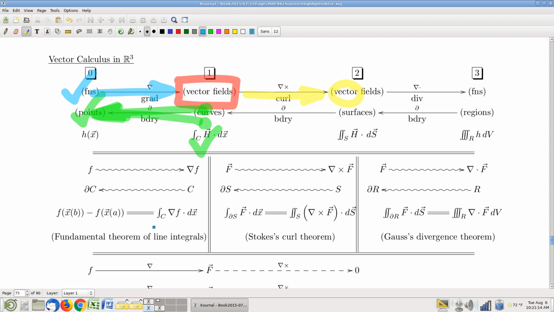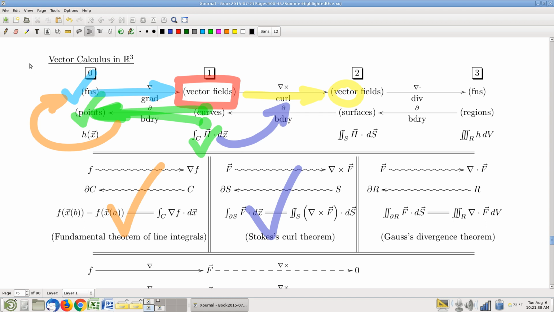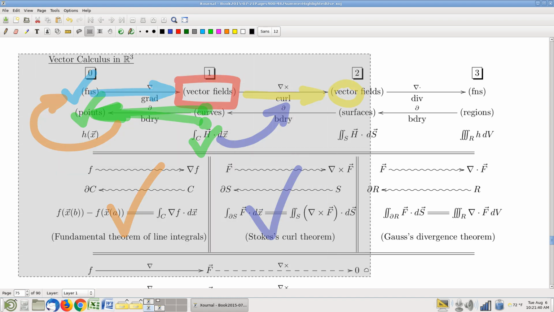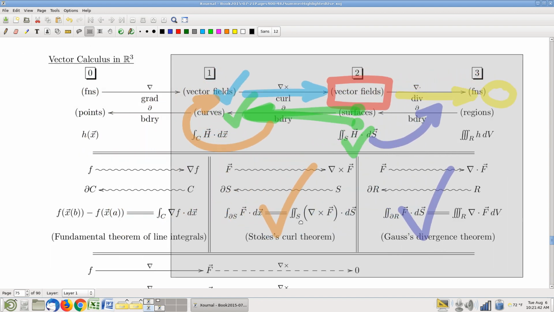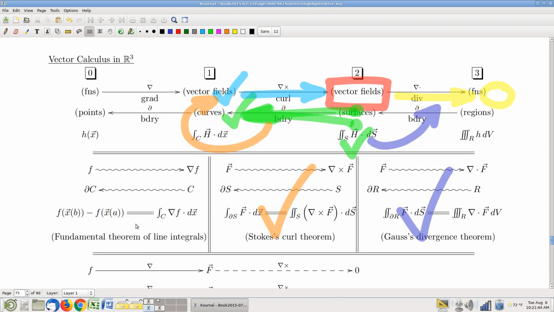I'll use a different color. I'll use orange. This allowed us to connect that idea to that idea. And then this is what allowed us to connect that idea to the green idea to the yellow idea, came by way of Stokes' curl theorem. So now let's speculate wildly. Maybe this is true. Fingers crossed.